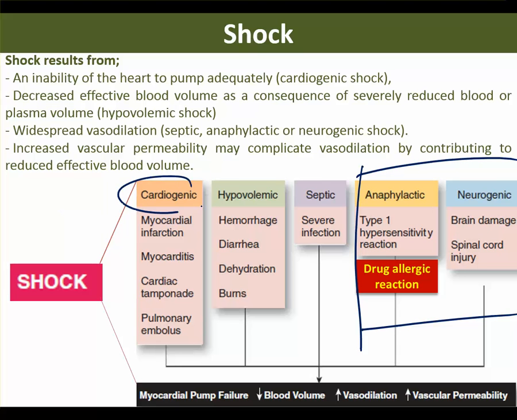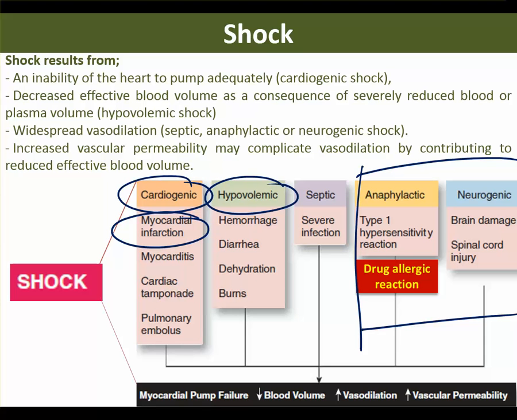Now cardiogenic shock means what? The heart is not functioning properly. One of the most common reasons is myocardial infarction. What do you mean by myocardial infarction? The heart is dying, right? Necrosis. Due to why? Due to ischemia to the heart.